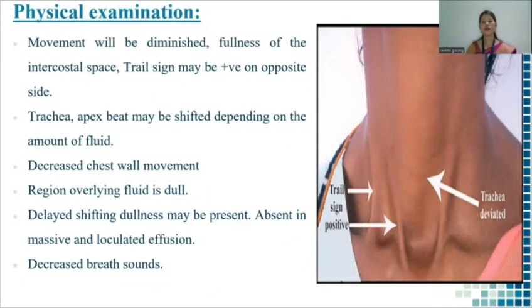Then there will be decreased chest wall movement, as obviously the pleural space is filled with fluid, and we need space whenever we take an inhalation and exhalation. Our chest cavity is moving, right? But when we have a pleural effusion, there will be a decrease in this chest wall movement. Then the region overlying the fluid will be dull. Shifting dullness may be absent in loculated effusion. And lastly, there will be decreased breath sounds on auscultation.